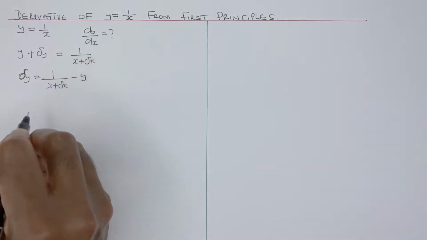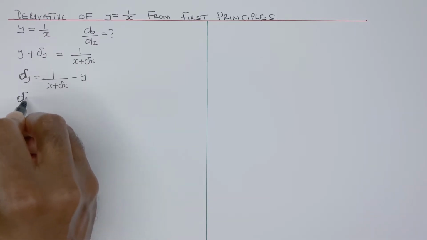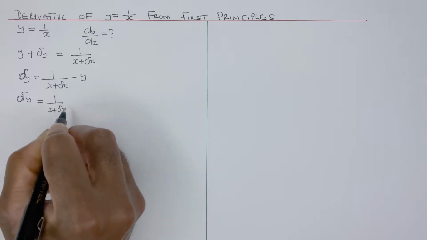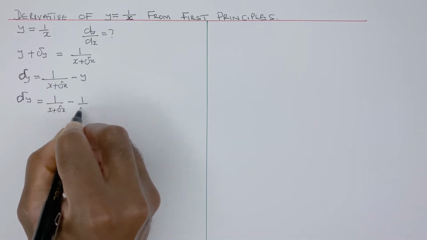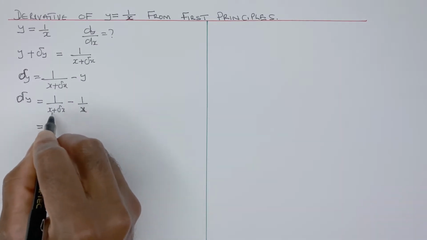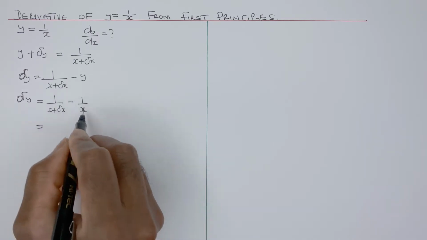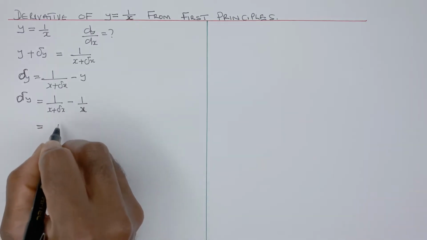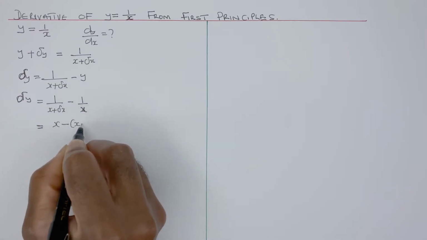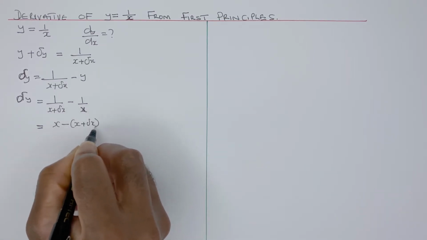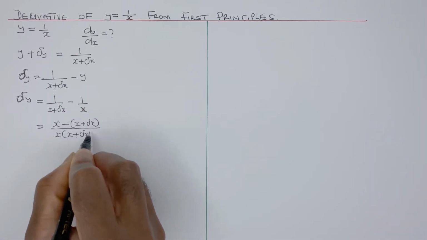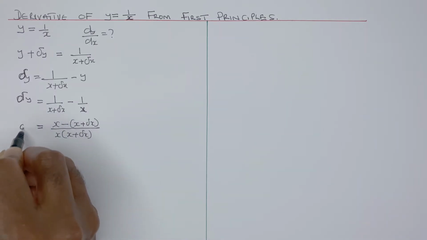And y is 1 over x. Delta y equals 1 over x plus delta x minus 1 over x. So we're dealing with a fraction now. So x goes up here, x plus delta x goes there, and then we have a common denominator. Multiply that with that. So we get x minus, open bracket, x plus delta x, over x into bracket x plus delta x. If we expand the bracket, that's still delta y.